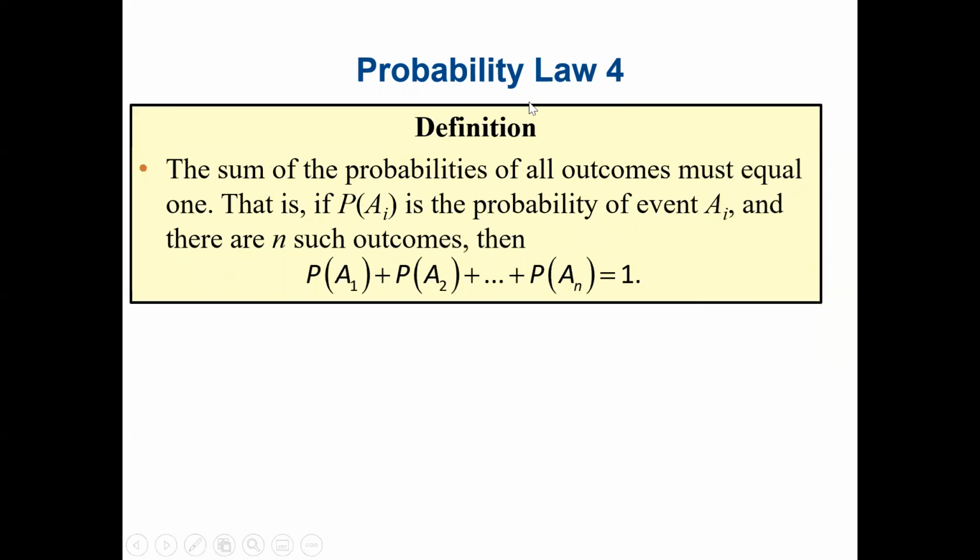Probability law number 4. The sum of the probability of all outcomes must equal 1. Again, the sum of the probabilities of all outcomes must equal 1. That is, if probability of A1 is the probability of event A1 and there are n such outcomes, then we say probability of A1 plus probability of A2 plus probability of A3 up to An is equal to 1, which means the sum of all the probabilities of the outcomes must equal 1.